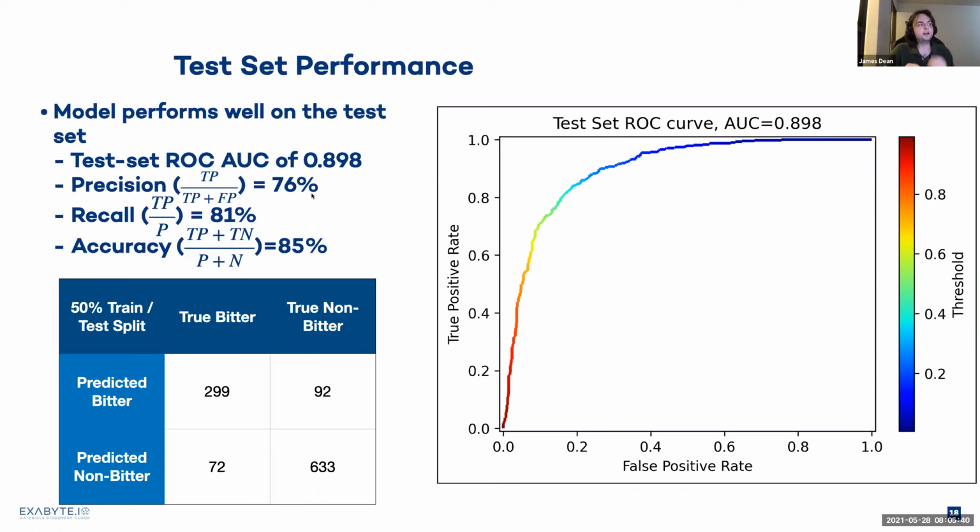Precision, so when we guess positive, how often is it really positive, how often is it bitter, is about 76%. Recall, what percentage of bitter cases are we getting, is 81%. Accuracy, how often are we right, is 85%. So generally, it's doing pretty well on the testing set. This gives us a hint that we're not overfitting to the data.